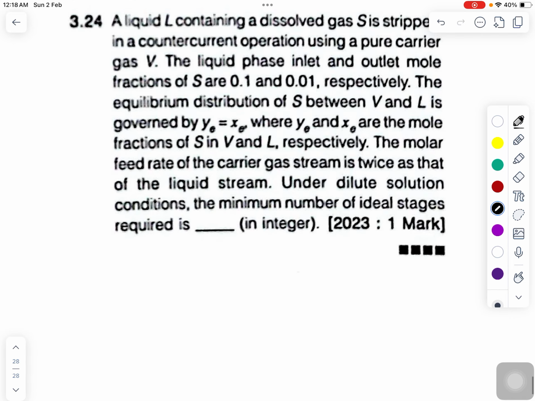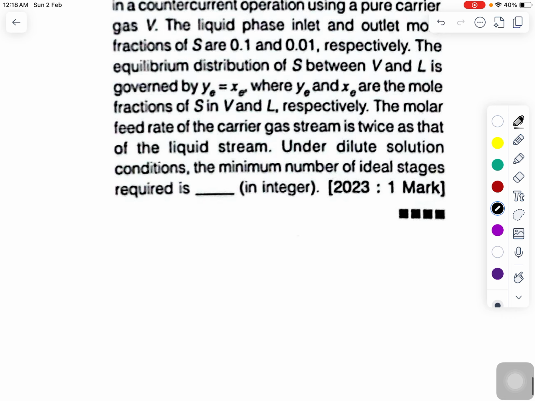Okay, so this one is the last question that was asked in 2023, and after that I think I'll be able to complete the PYQ of absorption. So this question says that a liquid L containing a dissolved gas S is stripped in a counter current operation. So again this question is from stripping. You can see maximum questions are coming from absorption and stripping, and all of these questions are coming from the same formula, but you have to understand how to use the formula.